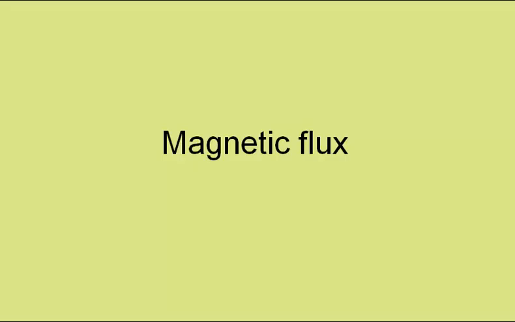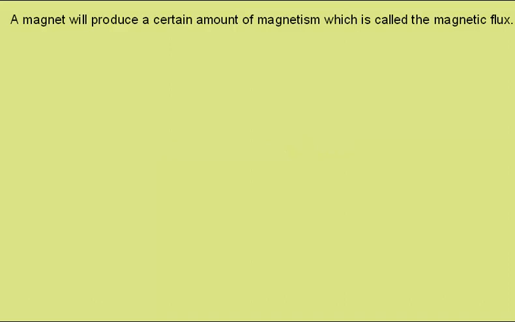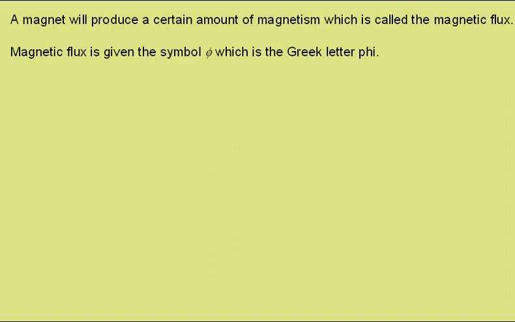Magnetic flux. A magnet will produce a certain amount of magnetism, which is called the magnetic flux. Magnetic flux is given this symbol, which is the lowercase Greek letter phi. Magnetic flux is measured in units called Webers, given this symbol.